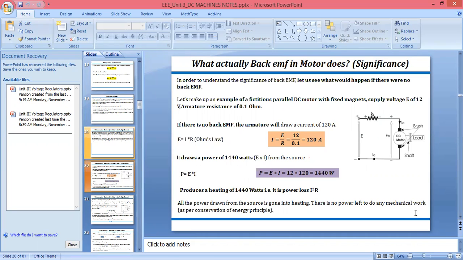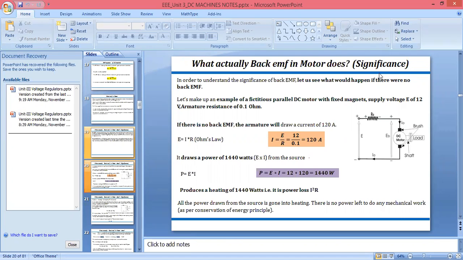As per that requirement, we need the back EMF. Because if there is no concept of back EMF in the DC motor, then when you give the power supply, all the power will go into heating, and no power will be left. So there is a need for back EMF.